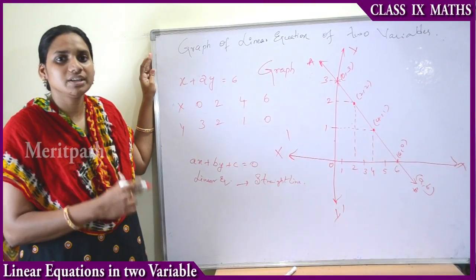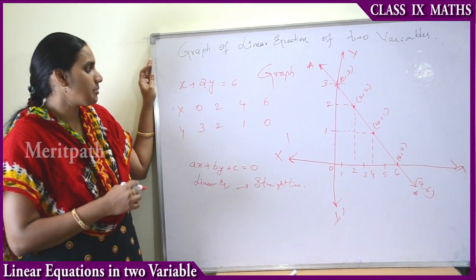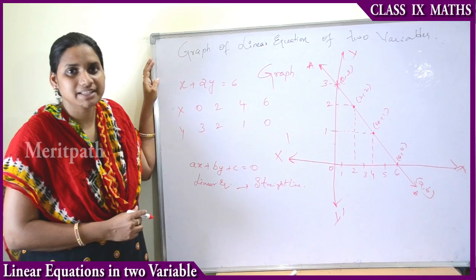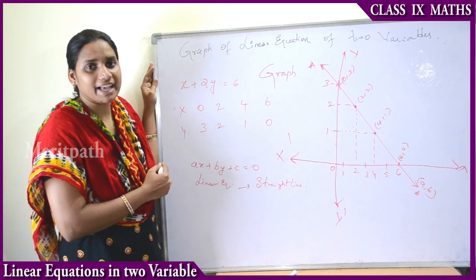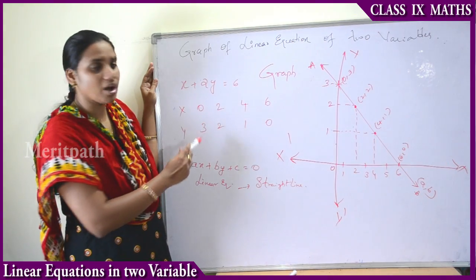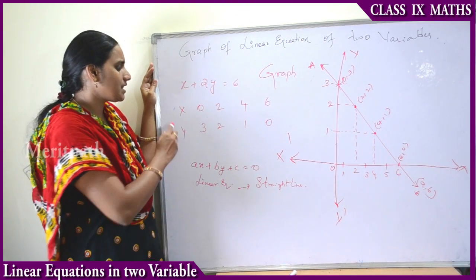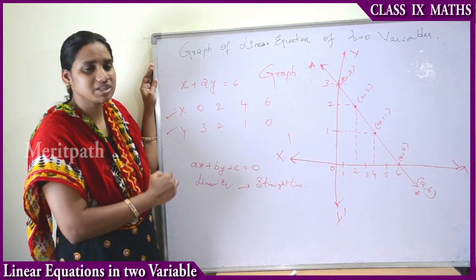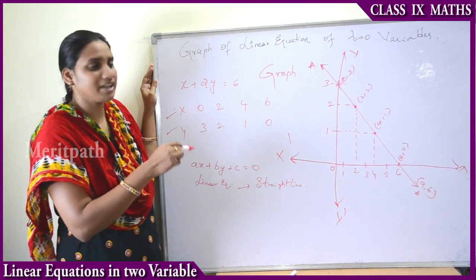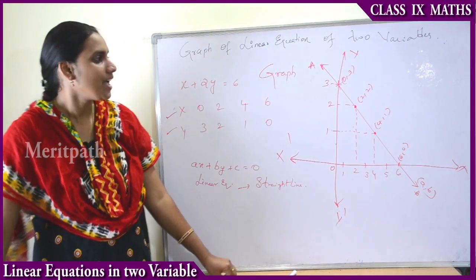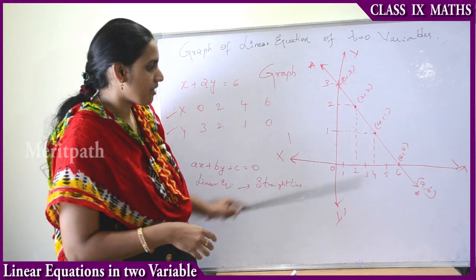Now let us see how to represent the graph of a linear equation having two variables. Suppose let us take one more equation, that is x plus 2y equals to 6. Now the solutions for x and y are 0, 3; 2, 2; 4, 1; and 6, 0. In the same way, these are the set of solutions for the given equation. Now, how do we plot these points on a graph? Let us take a coordinate plane or coordinate geometry, that is the x, y axes.